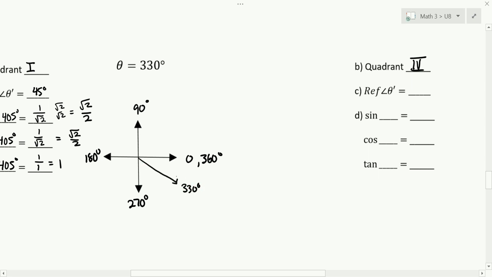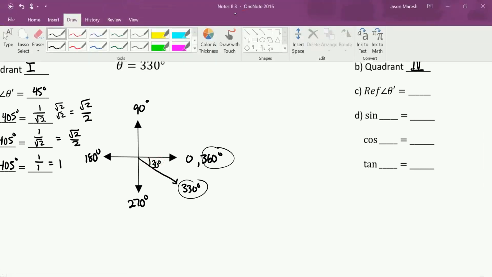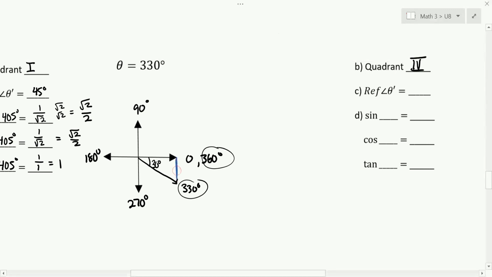And so Abby, what reference angle does that give us? Good. So if you find the positive difference between 360 and 330, you get 30 degrees. So we're looking at this right triangle here, and we want to put in the side lengths. Gio, what side length should I put on here? Where do I put them? And should they be negative or positive?